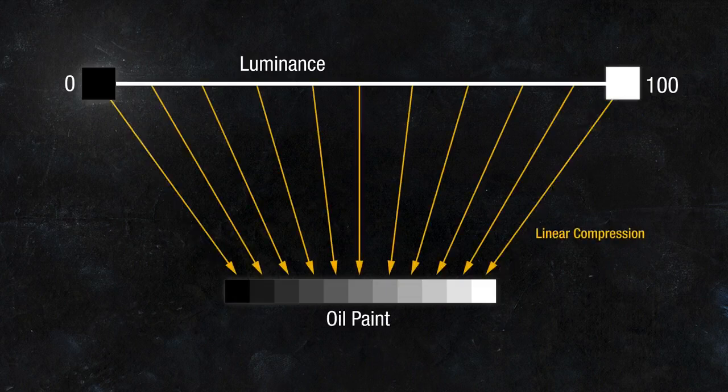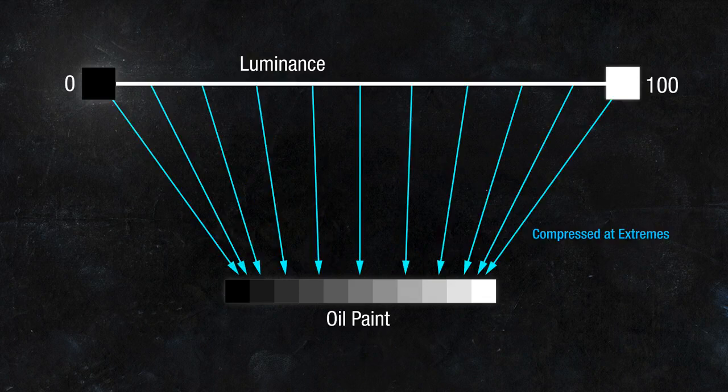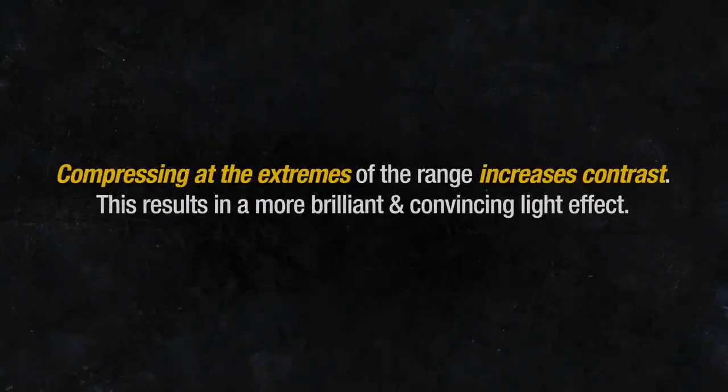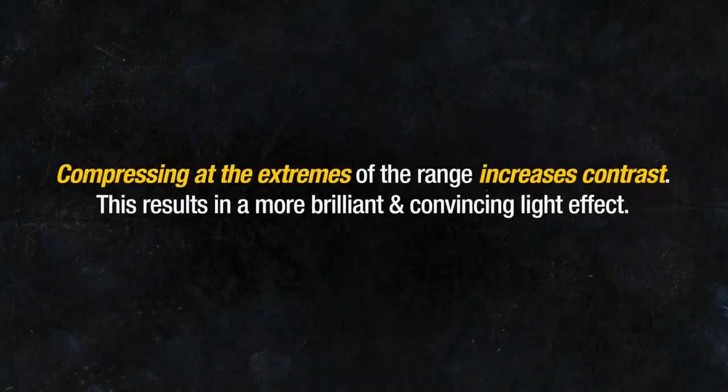We can do a linear compression, which means showing all the value differences and just making them more subtle. Or we can compress at the extremes of the range, on the dark end and the light end of the spectrum. Compressing at the extremes increases contrast. This results in a more brilliant and convincing light effect.